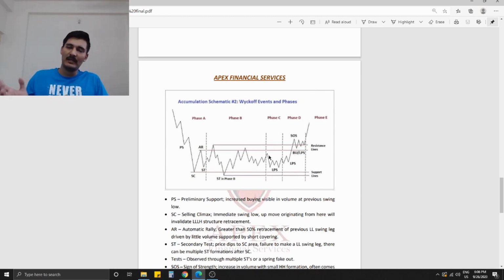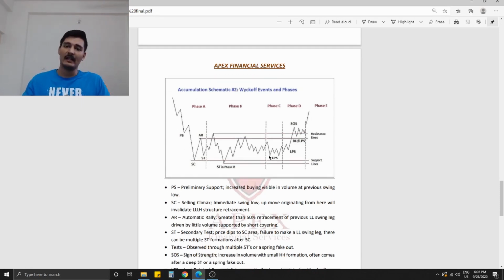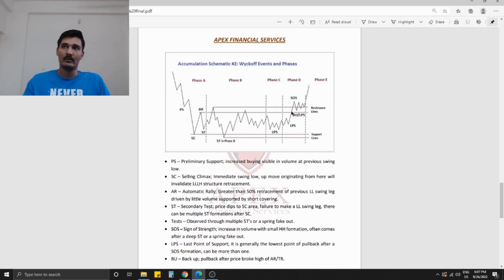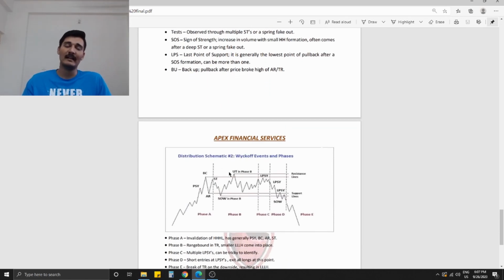But still, briefly walking you through, as I said, PS was preliminary support, automatic rally. We had secondary test, we had selling climax, then we had multiple selling tests within the phase. Then we had LPS, which was last point of support, followed by SOS, sign of strength, and then build up and then breakout on the upside. The exact opposite is what we have in the distribution schematic.